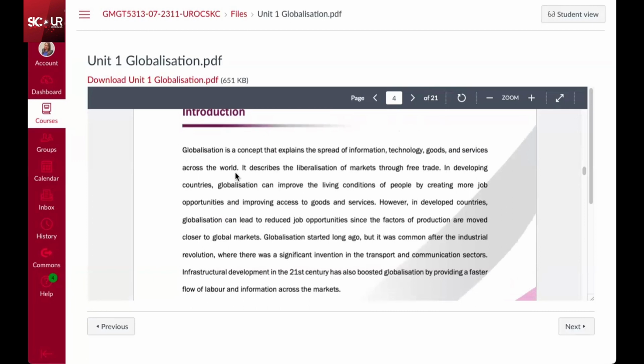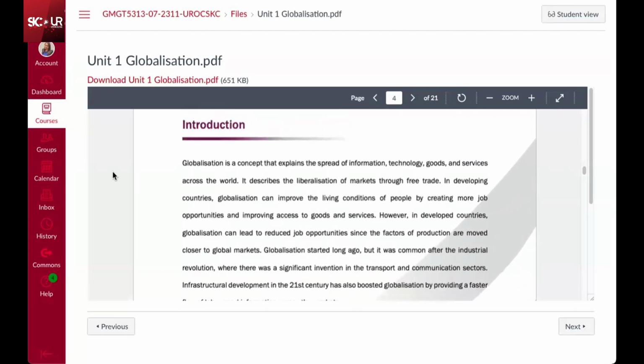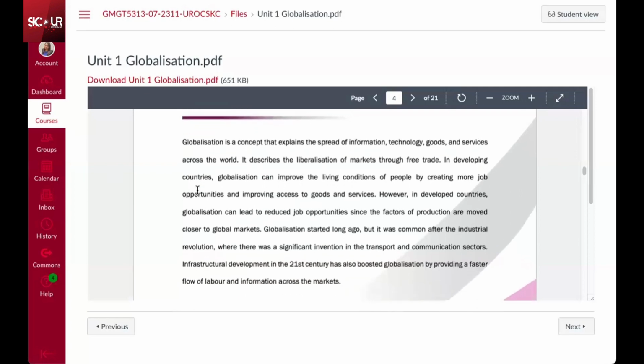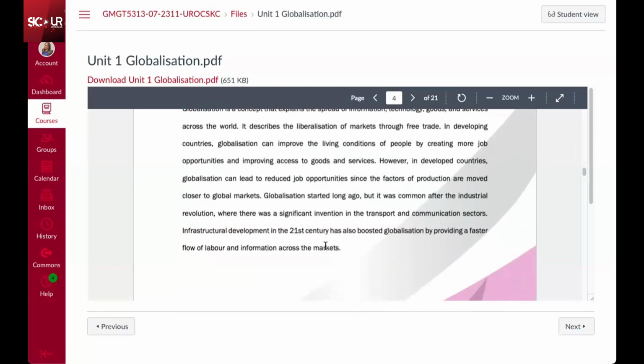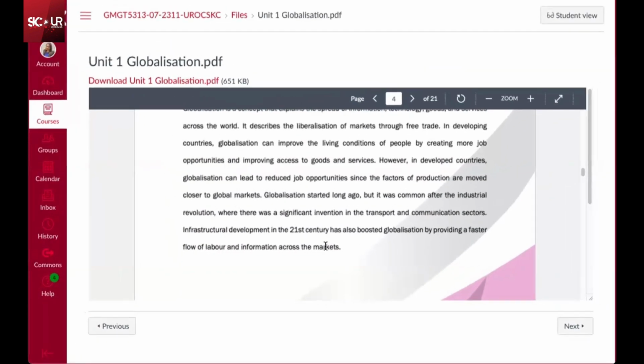It's a concept that explains the spread of information technology, goods, and also services across the world. One of the reasons we have international business is because we have an expansion of business, right? A world without borders, where companies can make international trade between countries. And all of this has drivers. The drivers are the factors that lead to international business. We are going to take a look at that later. So globalization started a long time ago, but it became common after the Industrial Revolution.